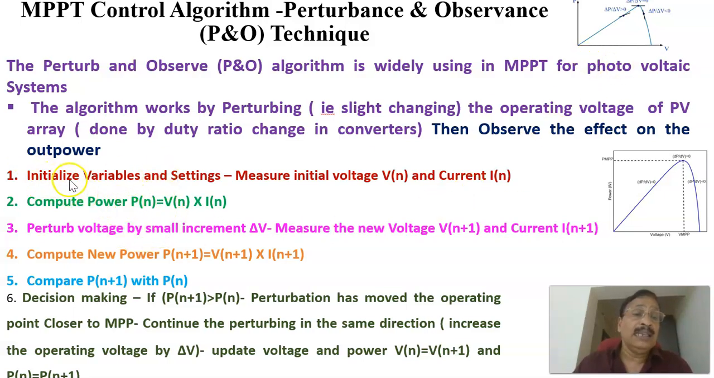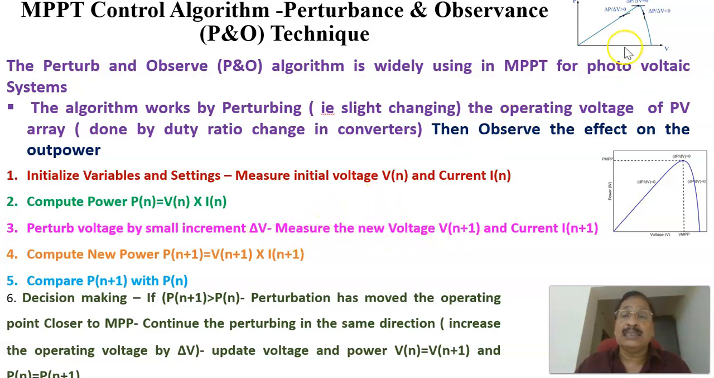Let's see the first step, initialize the variables and settings. The instantaneous solar panel voltage and current are monitored, and then we calculate the instantaneous power, which is given by the instantaneous voltage times the instantaneous current. Then the voltage perturbation is done. We are slightly changing the operating point, doing a certain perturbation in the voltage, delta V.